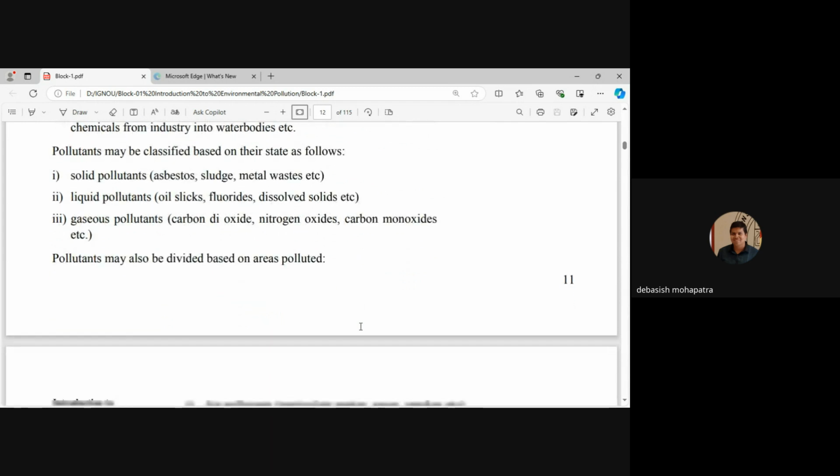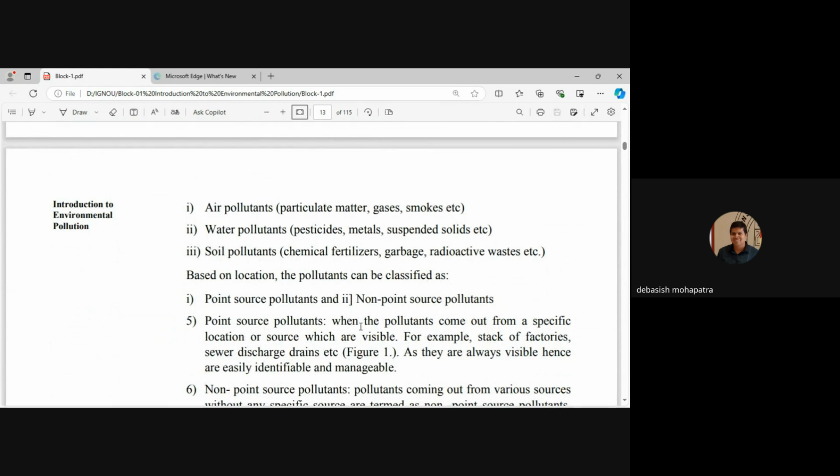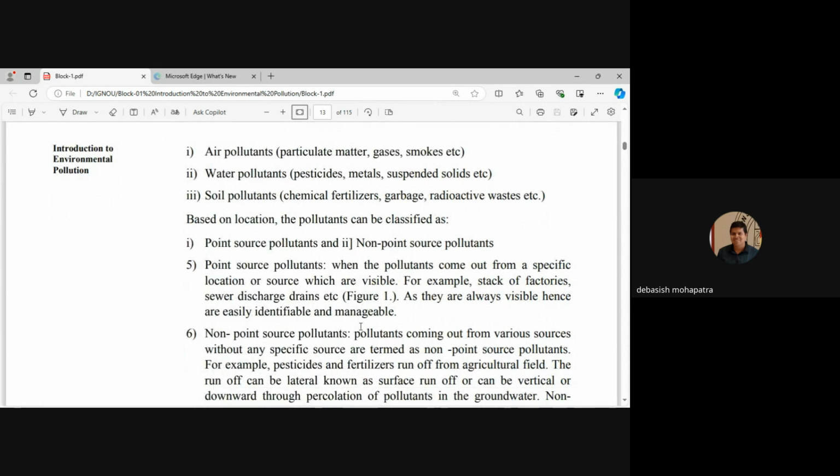Then pollution may also be divided based on area polluted: air pollution, with particulate matter, gases, smoke, etc. Water pollution, with pesticides, metals, suspended solids, etc. Soil pollutants, such as chemical fertilizers, garbage, radioactive waste, etc. Based on location, pollution can be classified as point source and non-point source. Point source is when the pollution comes out from a specific location or source which is visible. If we can see the pollution coming out, we call it a point source, for example, stacks of factories, sewage discharge drains, etc. As they are always visible, they are easily identifiable and manageable.